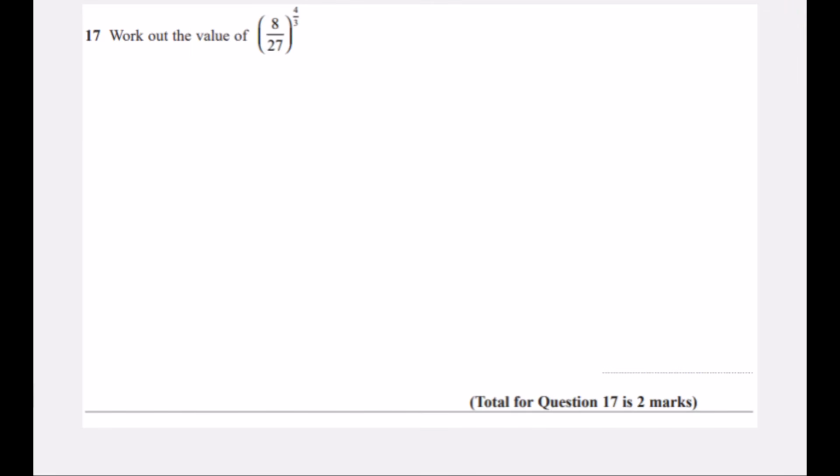Question 17. Work out the value of 8 over 27 to the power of 4 thirds. So if we have a power of a third, that's the same as a cube root. So we're going to cube root these, and then it's the power of 4. So we want to cube root first. We don't want to do the power of 4 first. We don't want to do 27 times 27 times 27 times 27. It'll be way too complicated. So cube root first, so get rid of the cube root.